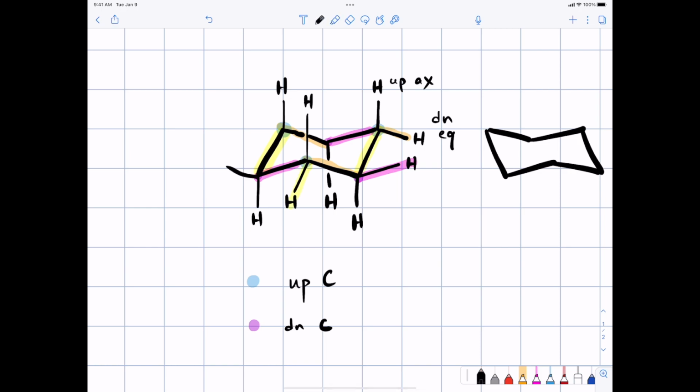We can do the same thing over here. And again, the one in the back is often difficult to draw. But again, notice that it's parallel to these two. All right.